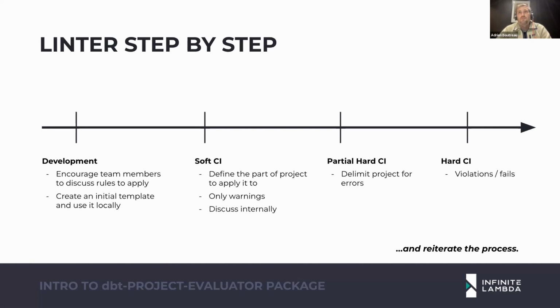After, on the third step, it could be a partial hard CI. It means that on the delimited project it is not going to raise warnings anymore, but errors. And when you are fully ready, you should go to hard CI, where every time you push something the project is going to be checked, and it is going to raise errors and block the full project. But again, discuss internally with all the engineers and reiterate the process. The retro is a good moment to discuss this with everyone.